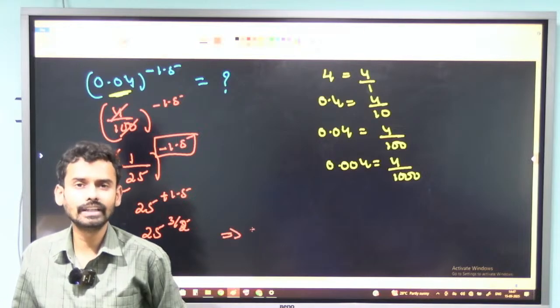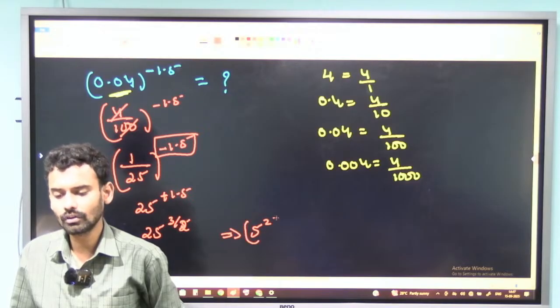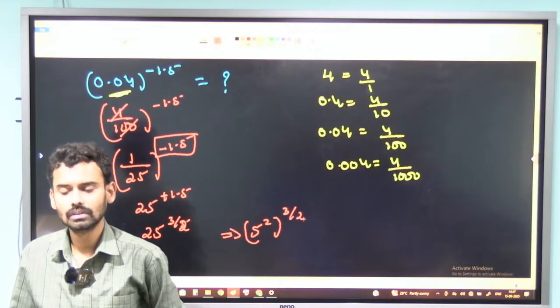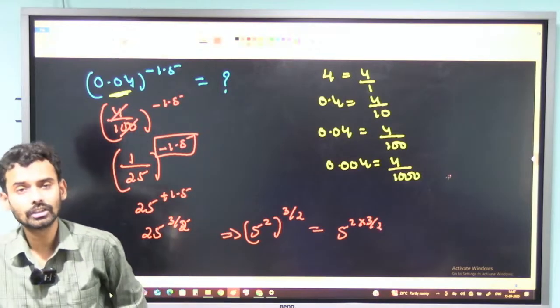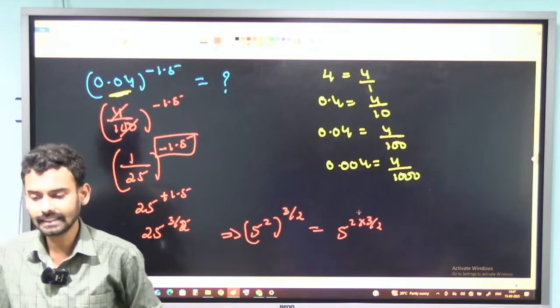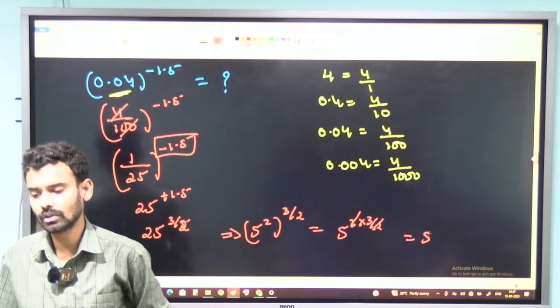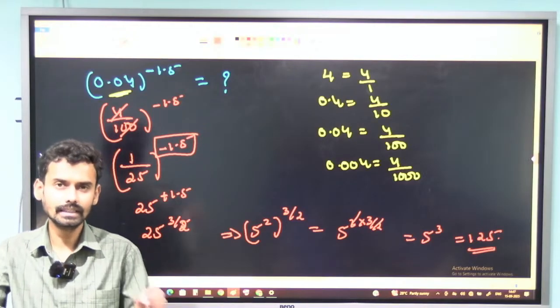As we know that 25 is 5 square, I can also write this as 5 to the power of 2 whole to the power of 3 by 2. Now, as we know that a to the power of m whole to the power of n is a to the power of m into n, I can cancel this 2 and 2. So 5 to the power of 3, and 5 to the power of 3 is 125. So the answer for this question is 125.